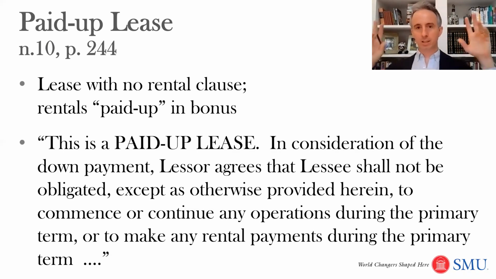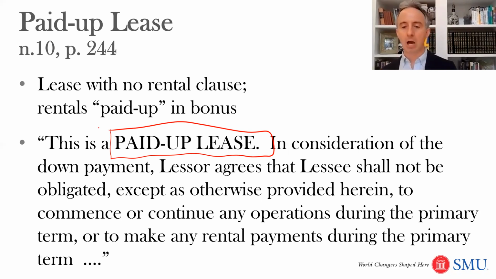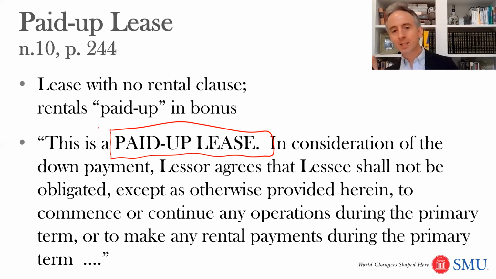So this is what they look like. Typically, just like this one does, they're going to be all caps, PAID UP LEASE. This is a paid up lease in consideration of the down payment. Lessor agrees that lessee shall not be obligated, except as otherwise provided, to commence or continue any operations during the primary term or make payments during the primary term. So obviously, this is much more convenient. Just make the payments up front. You won't lose a lease over $8.